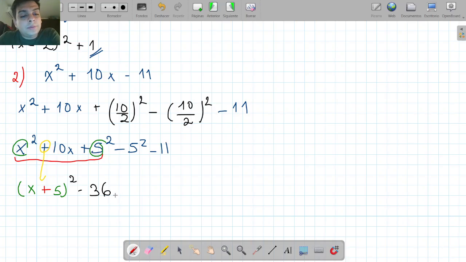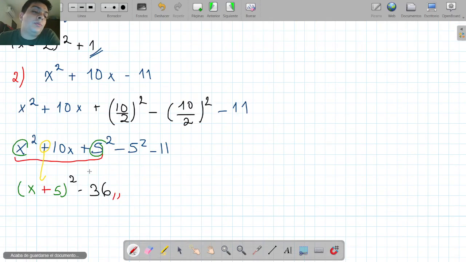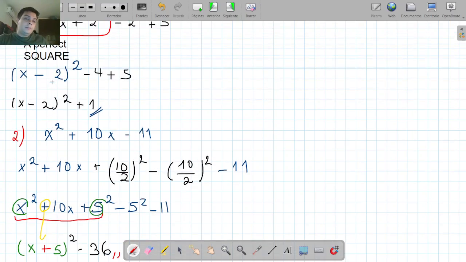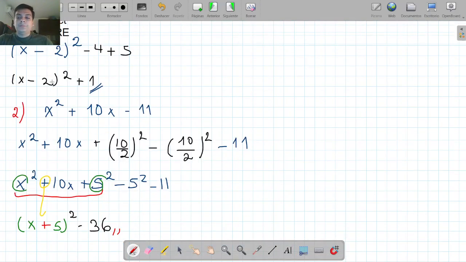And we are done. Remember, what we are doing is complete the square of the quadratic expressions. We are not factorizing. And well, this is completing the square. I will say the easy part. Again, completing the square, like everything in math, it can turn into something more difficult. But I think we are going to leave it until this part for now on.